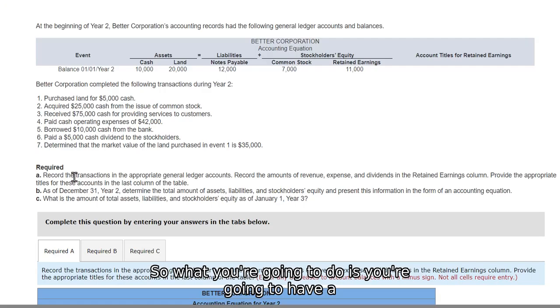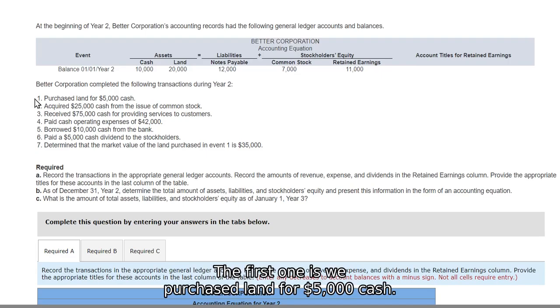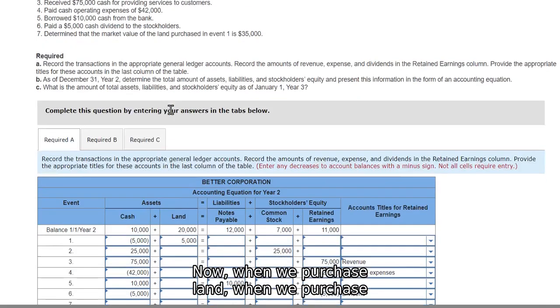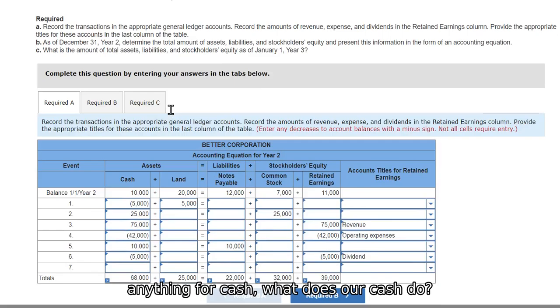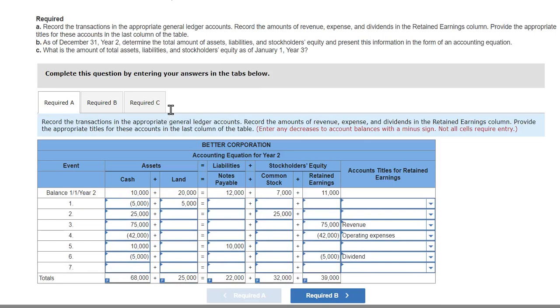So what you're going to do is work through a series of events that happen. The first one is we purchased land for $5,000 cash. Now, when we purchase anything for cash, what does our cash do? Our cash goes down.